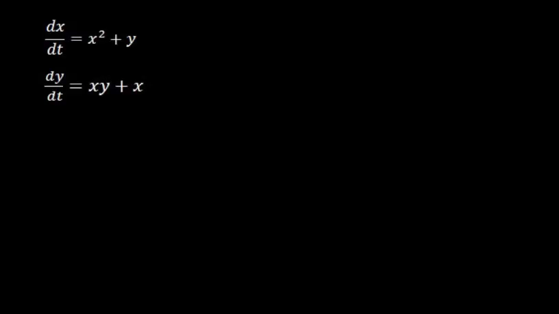So let's start by supposing we have the nonlinear system where dx/dt equals x squared plus y and dy/dt equals xy plus x. Now we can already see that (0, 0) is an equilibrium, because if you plug (0, 0) in, you're going to get 0 for all your solutions. But we need to find all our other solutions, so let's start by doing that.